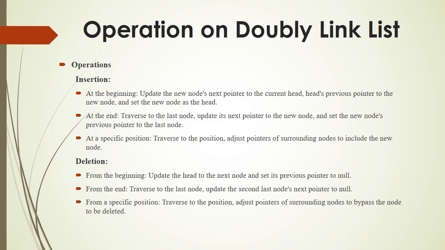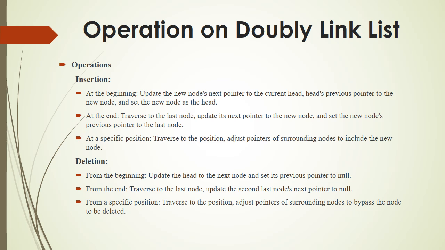Let's look at the basic operations on a doubly linked list, insertion and deletion. To insert a node at the beginning, we update the new node's next pointer to the current head, set the current head's previous pointer to the new node, and then update the head to be the new node.